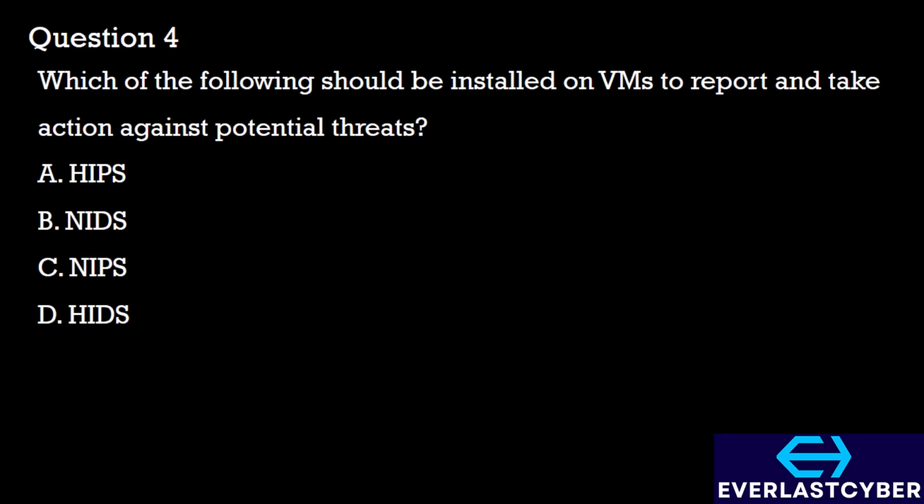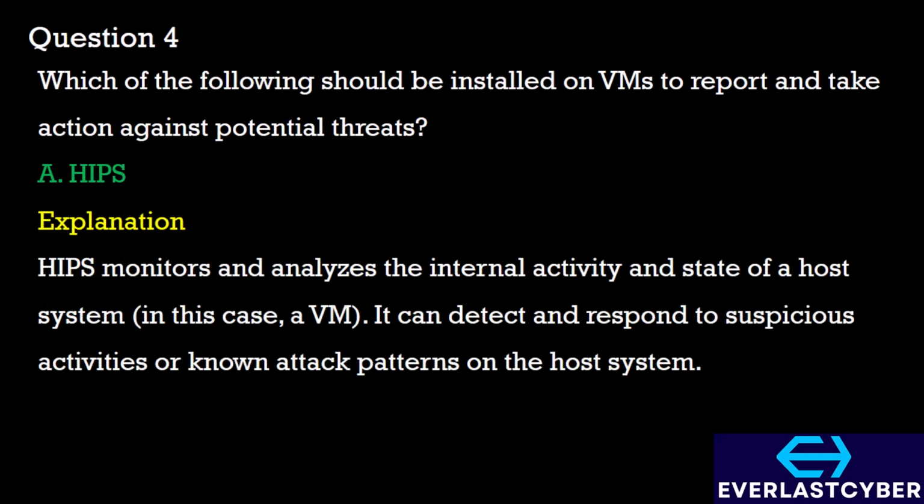So for this, we'll be going with option A. Remember the question asked, what can take action against the potential threats that have been found on the VM? That will be the Host-Based Intrusion Prevention System, option A. It can detect and respond to suspicious activities on the host system. It does this by taking actions like terminating processes, alerting the administrators, or even blocking the network connections.